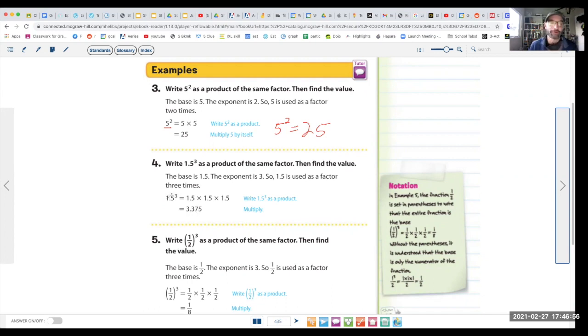Isn't that fun? So here I have 1.5 to the third power, which means 1.5 times 1.5 times 1.5, which equals 3.375. And of course, we don't expect you to have that memorized. You'd have to write that out. You can also do it with fractions.